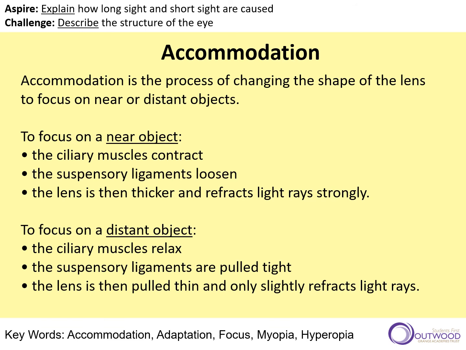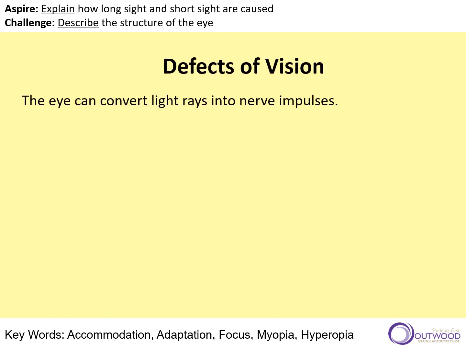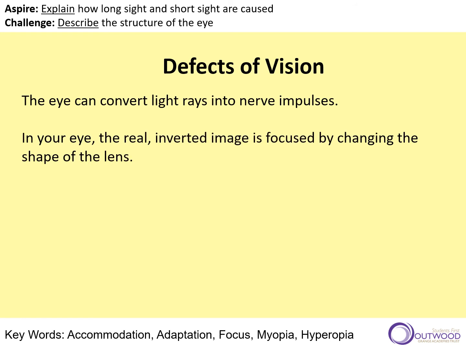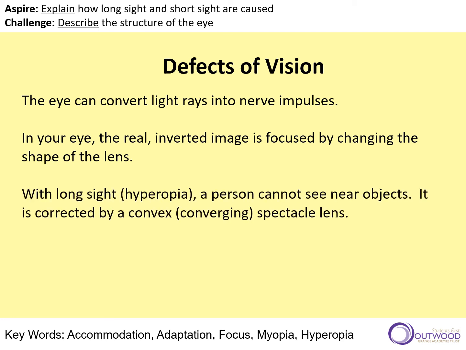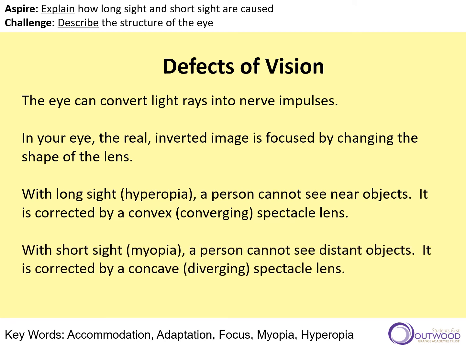So that's accommodation. Now, what about defects of vision? So we know that the eye converts light rays into nerve impulses. In your eye, the real inverted image is focused by changing the shape of the lens. Now, in the starter, I spoke about long-sightedness and short-sightedness.